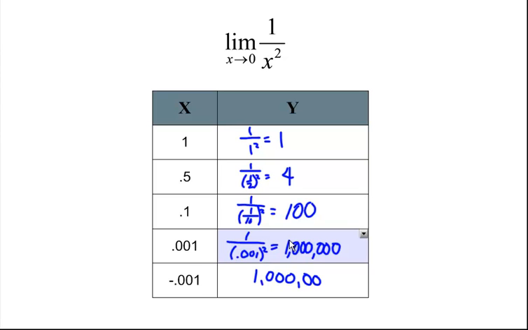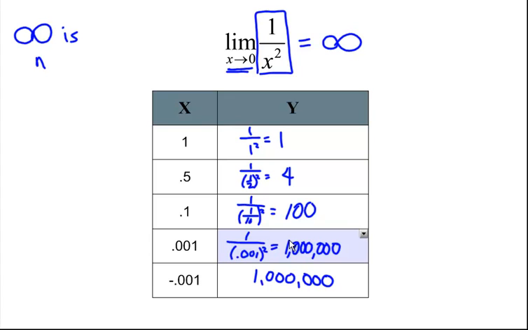And so what it looks like here when plugging in nearby values is the smaller number we plug in, the closer we get to 0, the bigger 1 over x squared becomes. And so what we want to say is that this limit goes to infinity because it gets bigger and bigger and bigger. Now, infinity is not a number, so the limit doesn't exist.